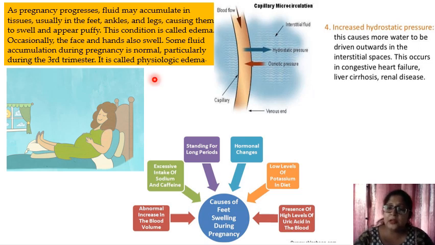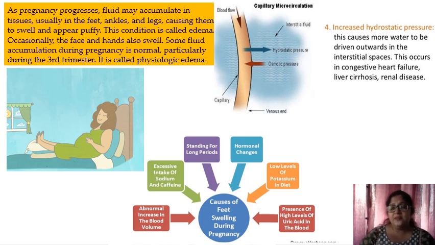Not only in congestive heart failure, liver cirrhosis and renal diseases, but during pregnancy, the hydrostatic pressure is increased. It can also be related to an abnormal increase in the blood volume. If the pregnant woman is taking excessive sodium or caffeine, hormonal change is constant in every slide.